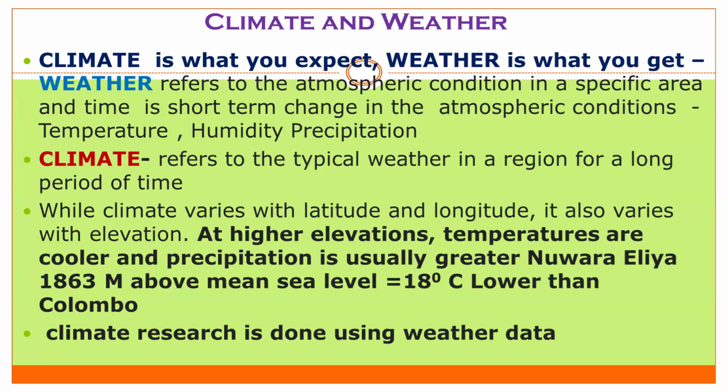While climate varies with latitude and longitude, it also varies with elevation. Latitude and longitude, I think you are familiar with those terms. I need not explain. It also varies with elevation. At higher elevations, temperatures are cooler and precipitation is usually greater. Do you know that every 100 meters we climb, the temperature is 1 degree centigrade lower than the base temperature. That is how. Now, when you climb to Nuwara Eliya, 1863 meters above mean sea level, it is about 18 degrees lower than Colombo. Nuwara Eliya temperature is most of the time 18 degrees lower than Colombo.